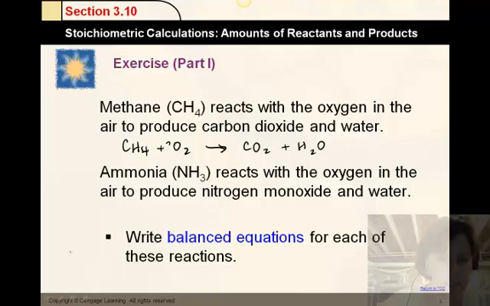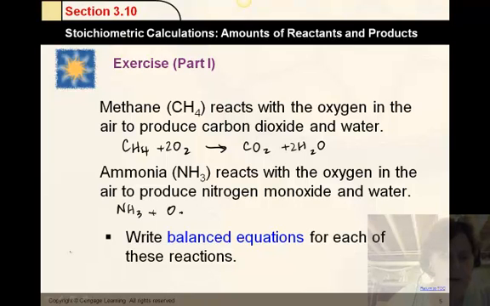And then with coefficients, you should get that. Remember, the number of carbons, hydrogens, and oxygens has to be the same on the left as on the right. And hopefully I did that correctly. There's 1 carbon on the left and 1 on the right, 4 hydrogens on the left, 4 hydrogens on the right, and 4 oxygens, and then 2 plus 2 more is 4. The next one, ammonia, NH3, reacts with the oxygen in the air to produce nitrogen monoxide and water. Well, it looks like it's going to be a little bit more tricky.